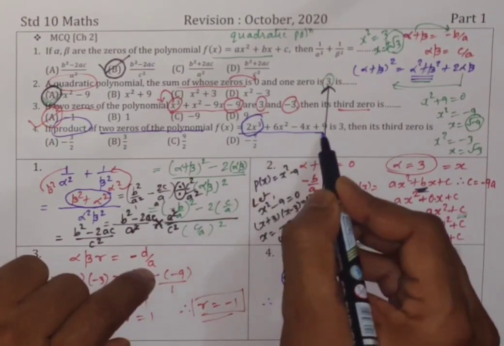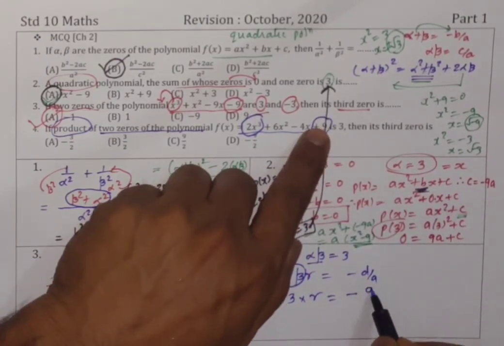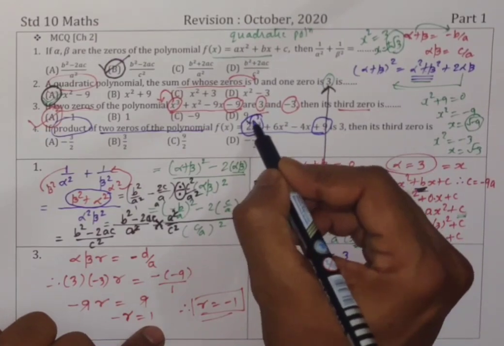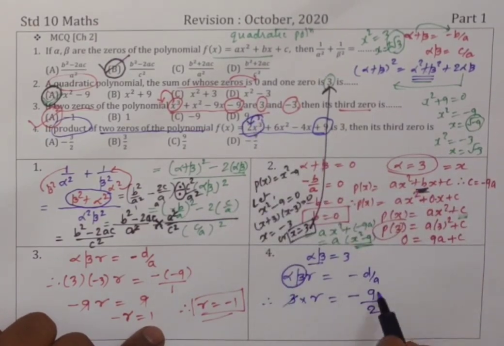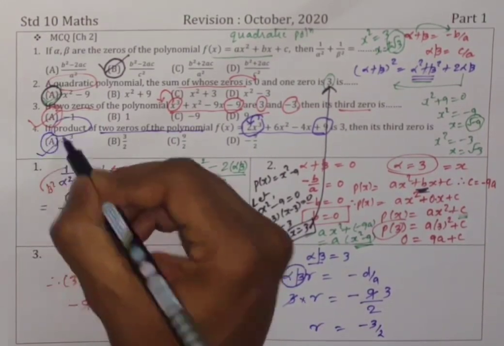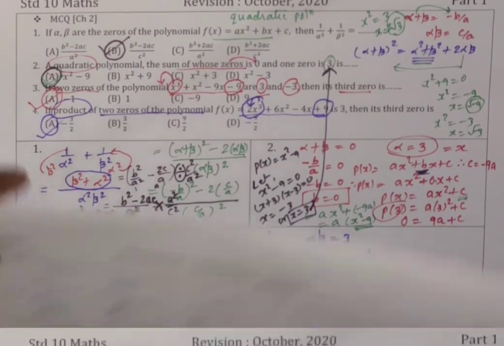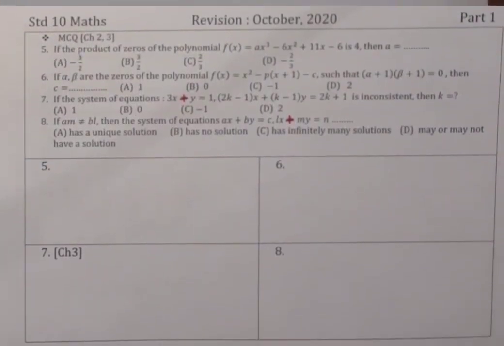Compare this. What is d? This. Okay. ये minus minus रहेगा. And d is 9. Upon what is a? A is 2. 3 ones are 3, threes are. So gamma, the third zero is minus 3 by 2. Here it is minus 3 by 2. Is that clear to you children? Alright. Moving to the next one and that is number revision में है.